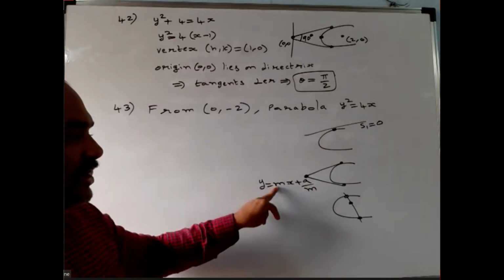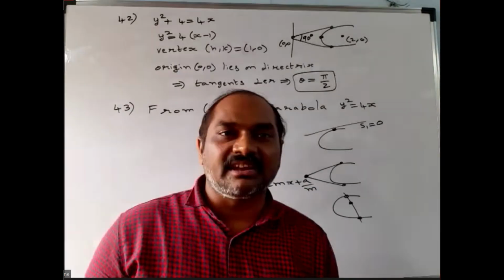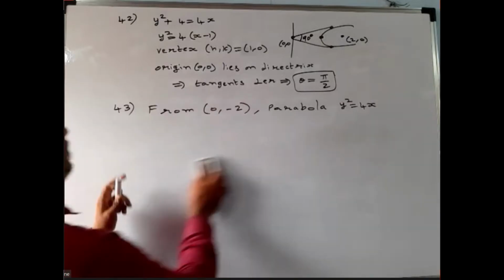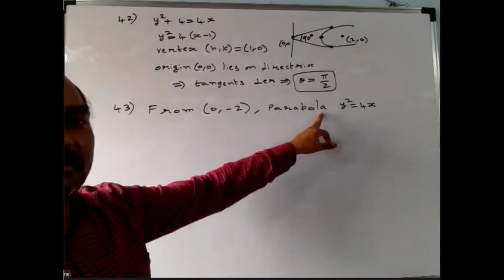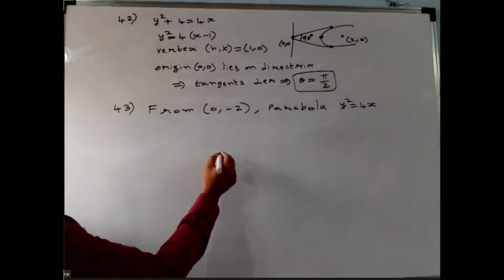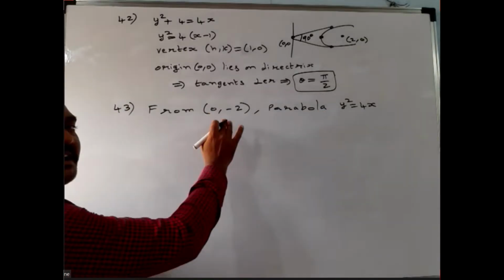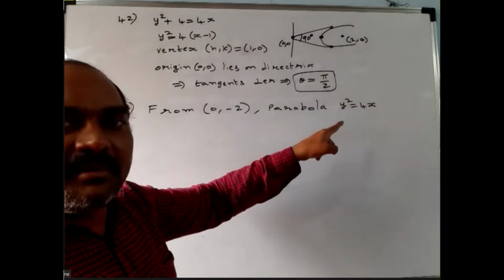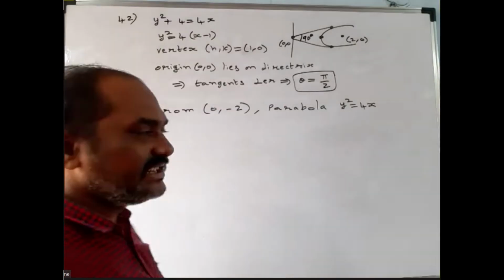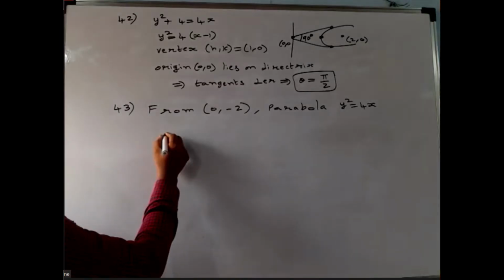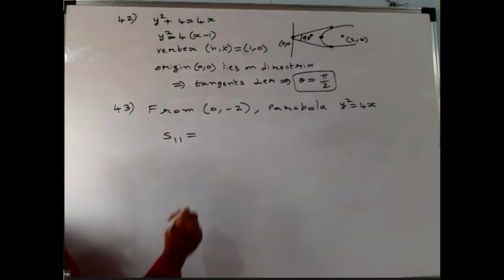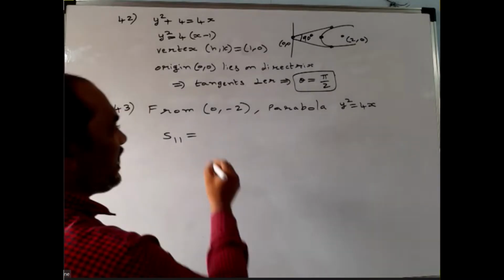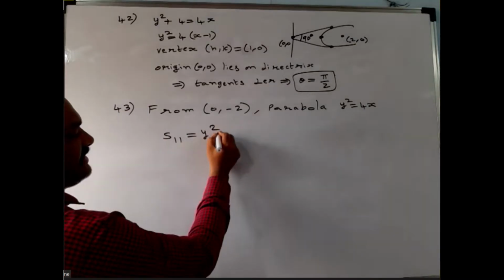Here, what is the question? Question 43. From the point, how many tangents can we draw to the parabola? For the number of tangents, first verify whether this point lies on the parabola, outside the parabola, or inside the parabola. So verify that point using the S11 formula, y1 squared minus 4x1.